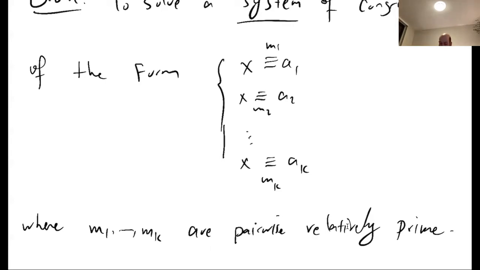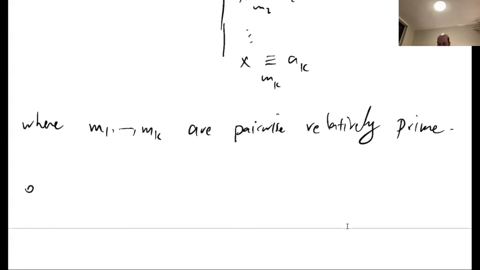Okay. So for example, let's say you want to solve, for example, x congruent 1 mod 3, and let's say x congruent 3 mod 7.